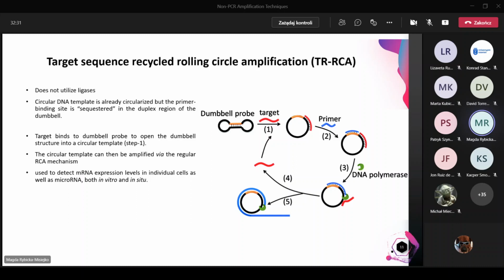And upon target binding, the duplex region opens up to enable the primers to bind for the RCA process to begin. So for this TR-RCA method, target binds to dumbbell probe to open the dumbbell structure into a circular template. So it's step 1 on the picture, and then the circular template can then be amplified via the regular RCA reaction.